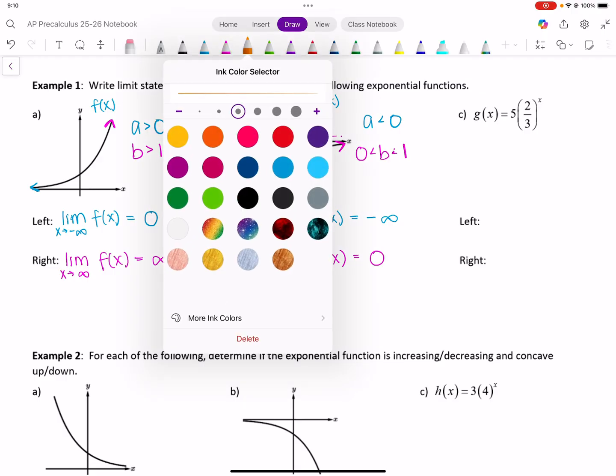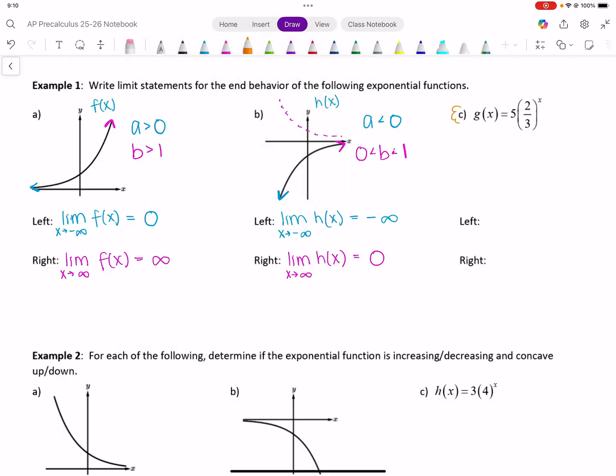So I want you guys to try example C, thinking about what that graph would look like. So it might help if you sketch the general shape of your graph, thinking about, is it going to be growth or decay, and is it going to be above or below that x-axis?